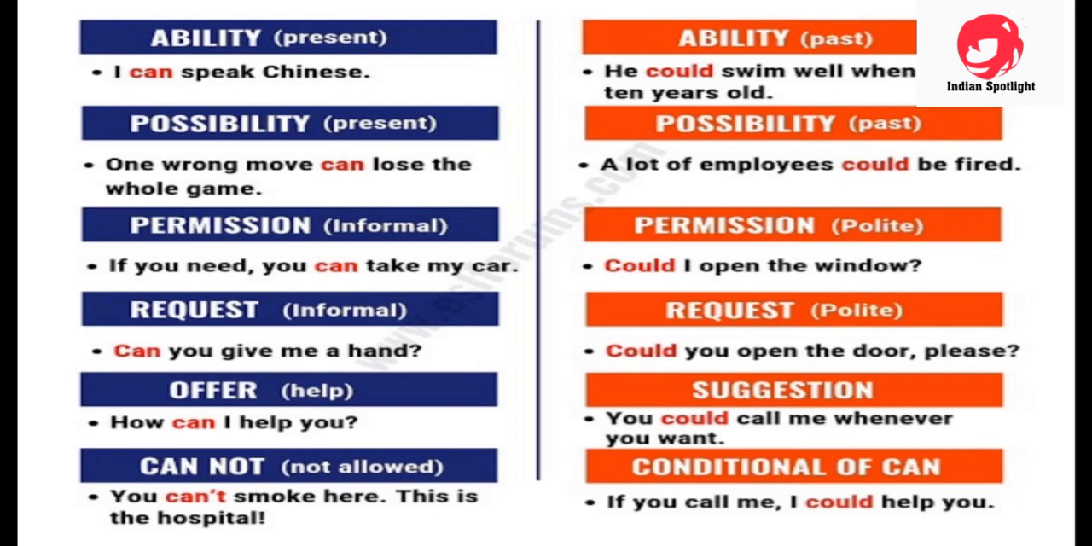Similarly, if we want to take permission from a person informally, informally refers to not so seriously: if you need, you can take my car. Similarly, if you are giving respect to a person in front of us and asking for permission in a polite way, then it becomes could. For example, could I open the window?